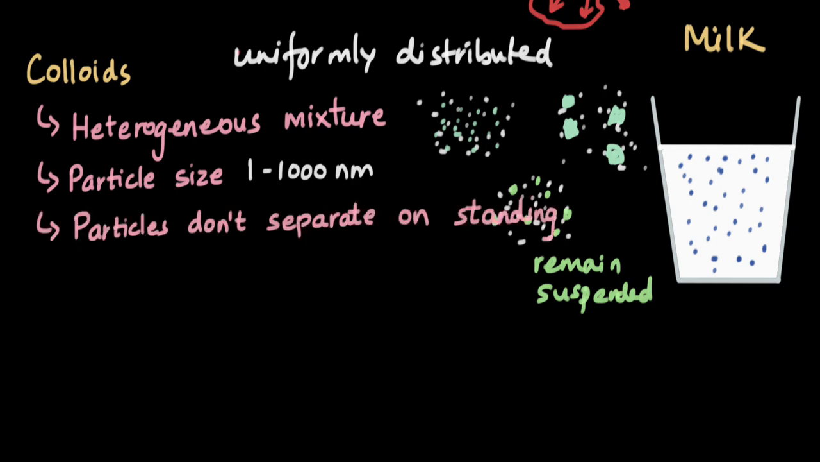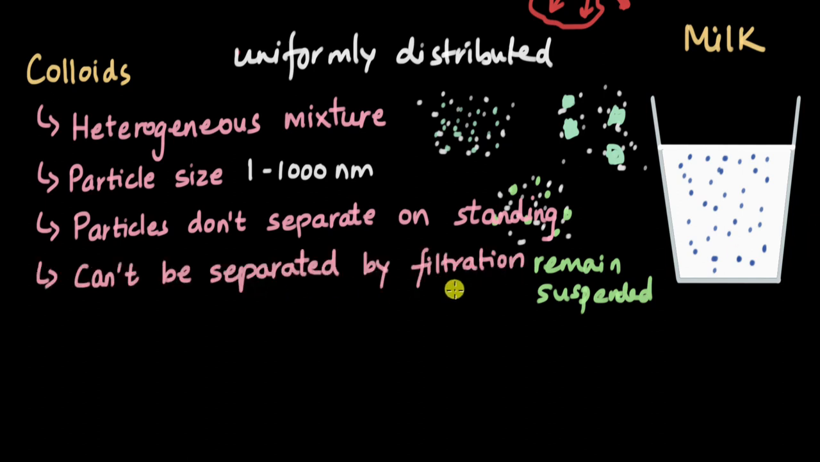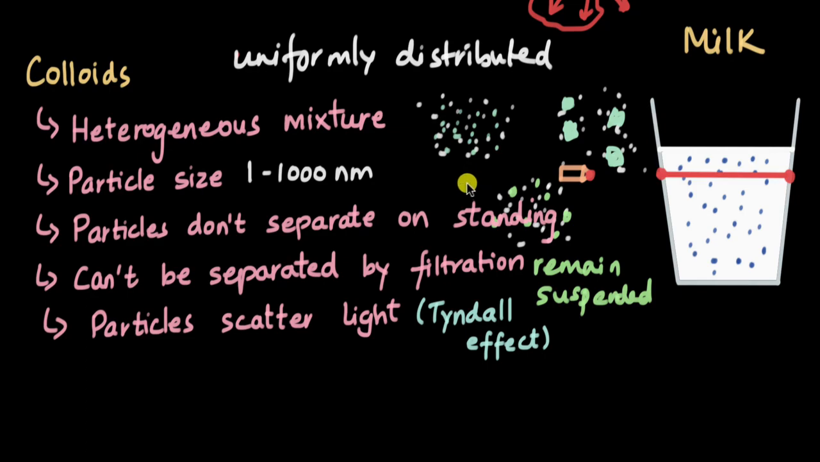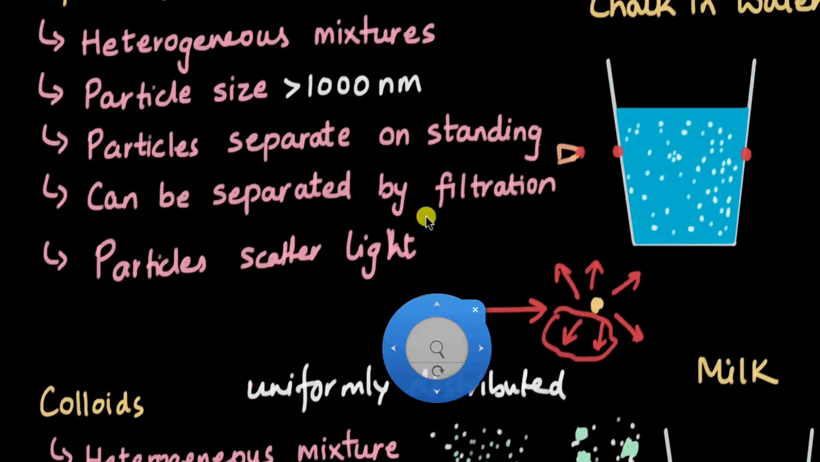So we can also say that particles, they don't separate on standing. They remain suspended, which means they cannot be separated by filtration, right? And the last characteristic of a colloid is that particles, they do scatter light, and in fact that is called a Tyndall effect. So when you strike a laser across the two ends of a glass, you will see the path of the laser light through milk. That is because when light strikes a particle of a colloid, it scatters the light in all the directions. This effect is called a Tyndall effect. Alright, so these were the differences between suspensions, colloids and solutions.